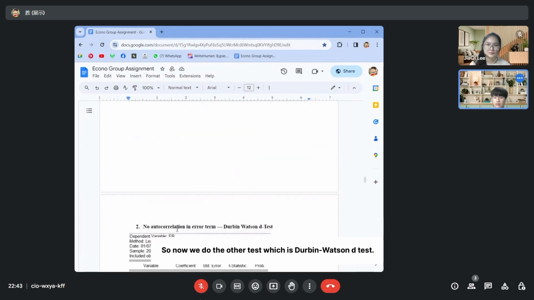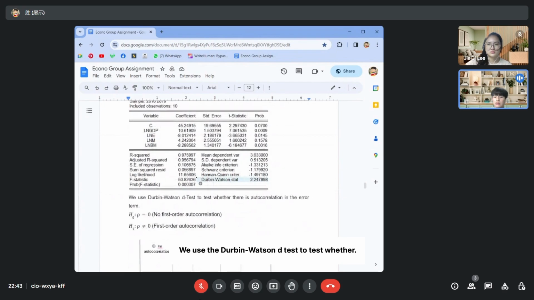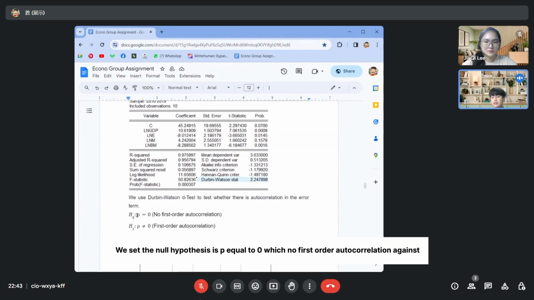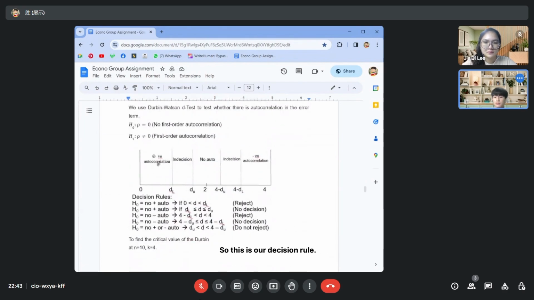So now we do the other test, which is the Durbin-Watson test. We use the Durbin-Watson test to test whether there is autocorrelation in the error term. We set the null hypothesis as rho equal to 0, which means no first order autocorrelation, against the alternative of first order autocorrelation. So this is our decision rule.